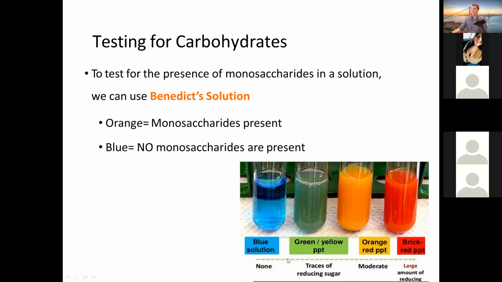Okay, and so here's an experiment down here where you're starting with no sugar and then slowly increasing the amount of sugar. And you can see here that orange indicates the sugars and blue indicates there are no sugars.